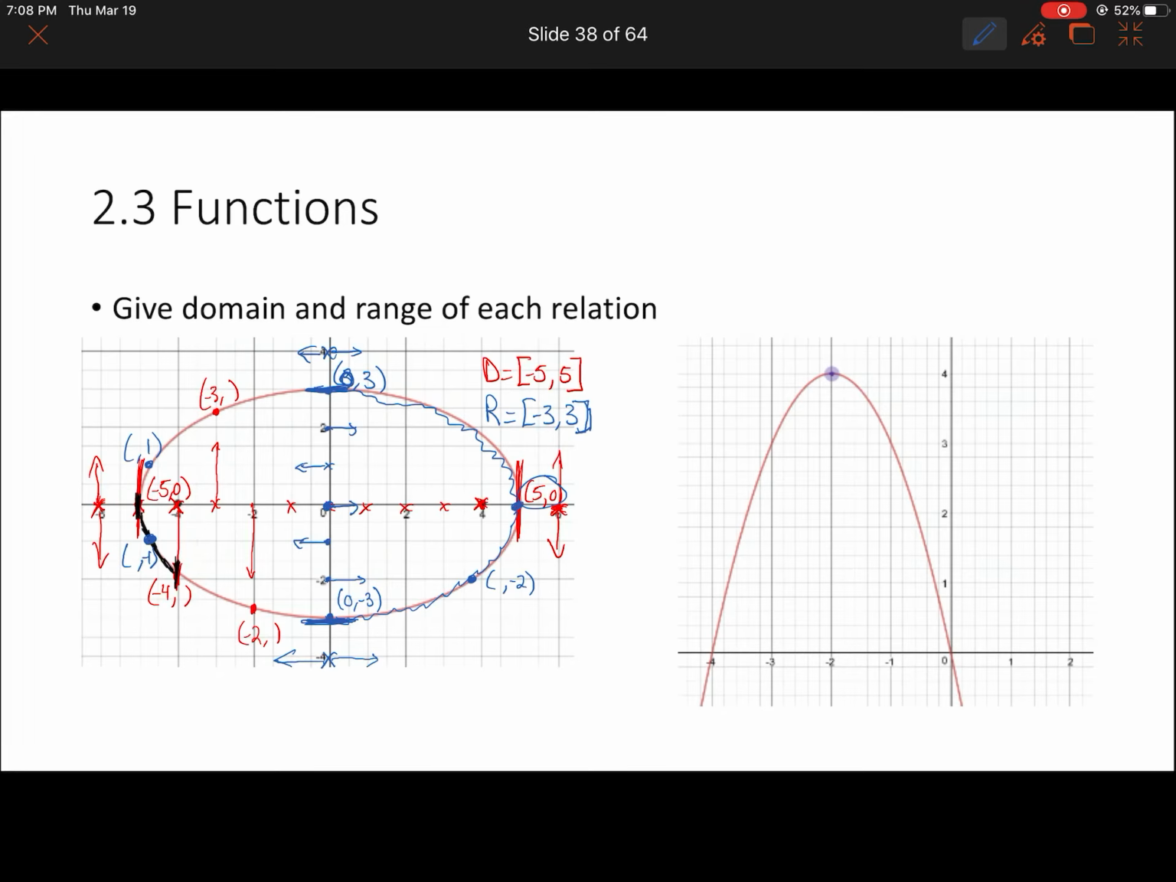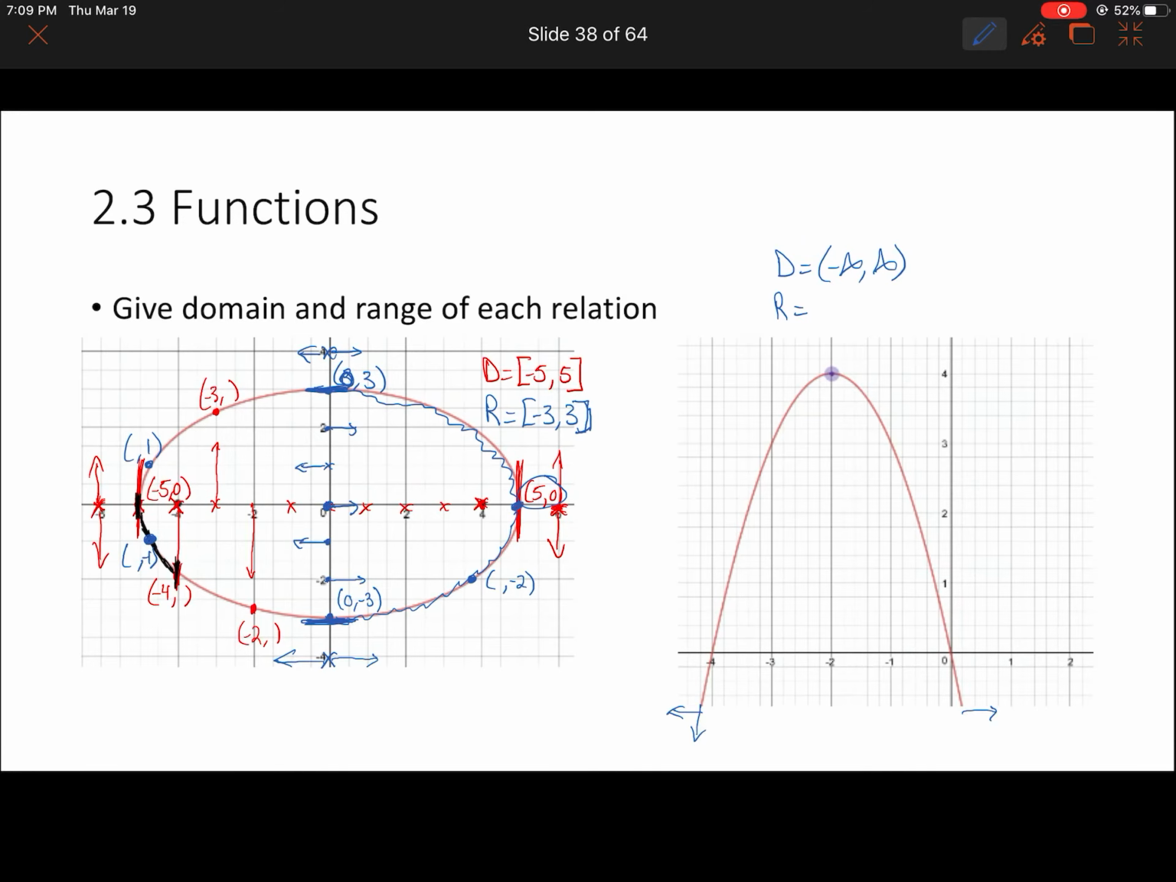Now, if we look at the next one, again, it's the same idea. As this parabola shape goes down, it is going left, and it's also going right forever in both directions. Now, it's slowly going those directions, but it is going left and right. And so, as we think about our domain value, what are the x values being used? Well, because it goes forever left and forever right, it has to be all real numbers.